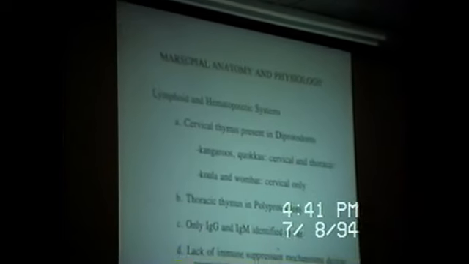As far as lymphoid and hematopoietic systems, the important thing to remember is that there is a cervical thymus in all diprotodonts that I know of. And there's only a cervical thymus in koalas and wombats. And that's an important thing to know, as I'll show a little bit later.